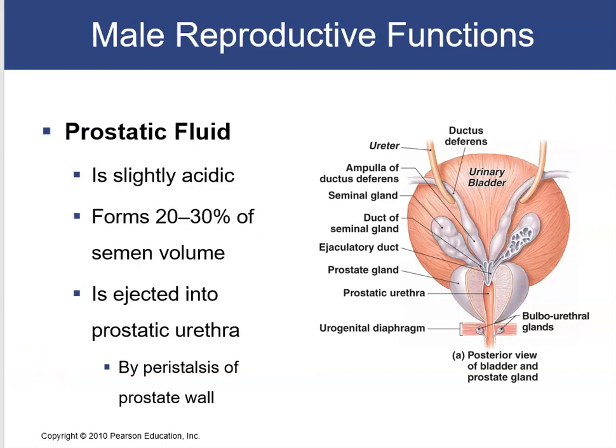The fluid from the prostate gland, this is responsible for producing another portion of semen, is slightly acidic. It comprises between 20 and 30% of semen volume. Just like the fluid from the seminal glands, it will only be ejected into the prostatic urethra by peristalsis at the time of ejaculation.